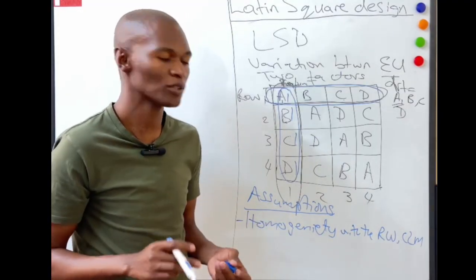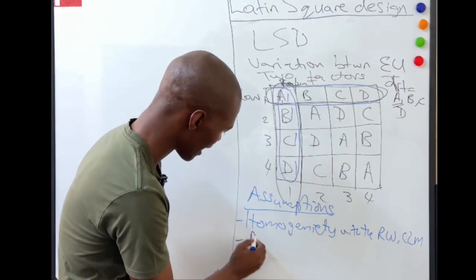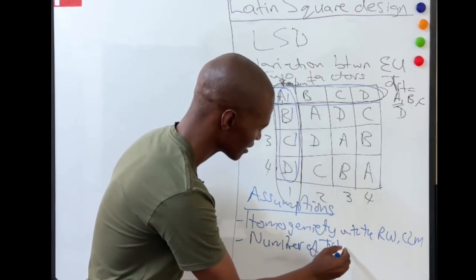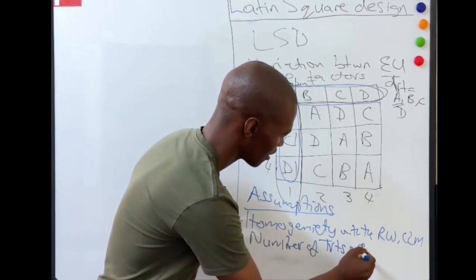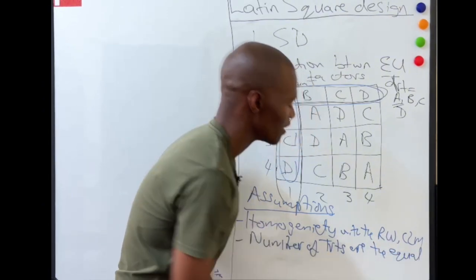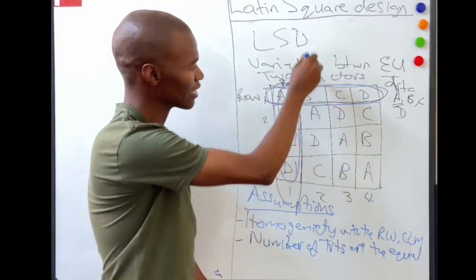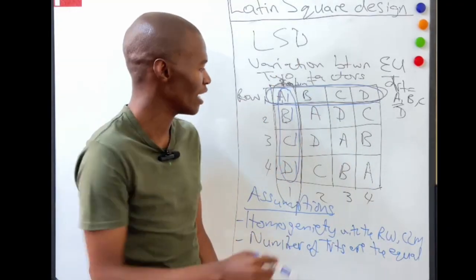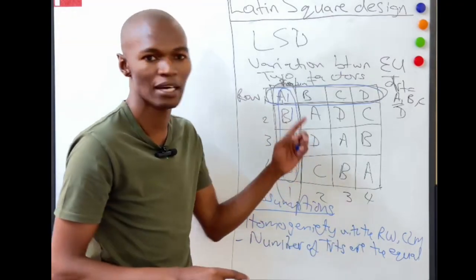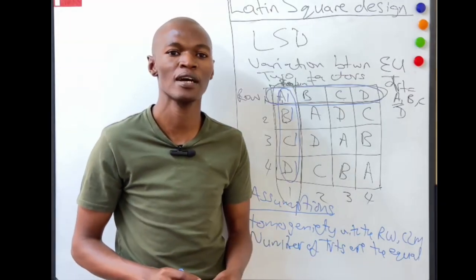Then the other assumption that we have is that within a row, we have to make sure that the number of treatments is the same, or equal. In this column and in this column, the number of treatments is equal, and also each treatment appears once per row and once per column. That is the other assumption that we have.